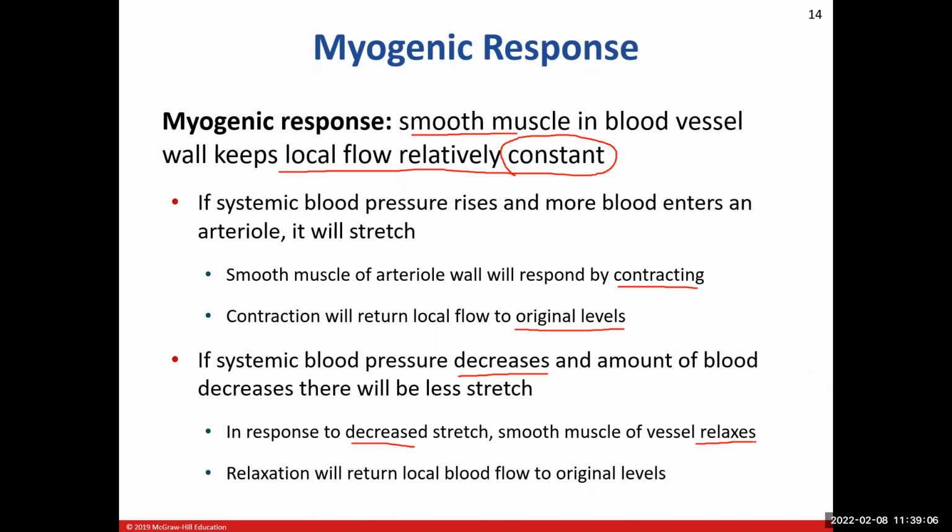That vasodilation will increase the blood flow back to original levels. And so it's constantly doing this, tweaking, depending on what your blood pressure is doing. It's a form of that negative feedback loop that we talked about. The stimulus is an increase in blood flow. Our result is going to be a decrease in blood flow, always back to the original levels.